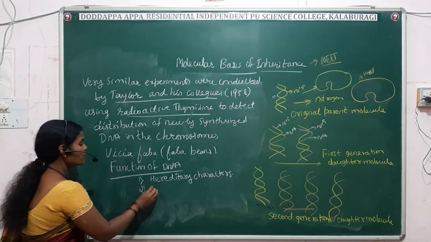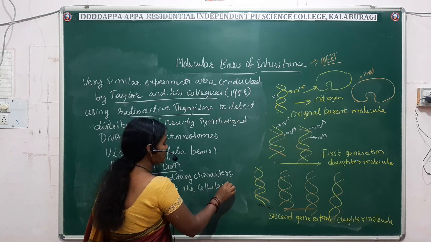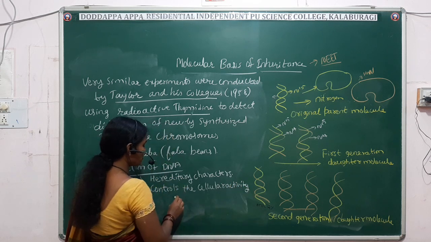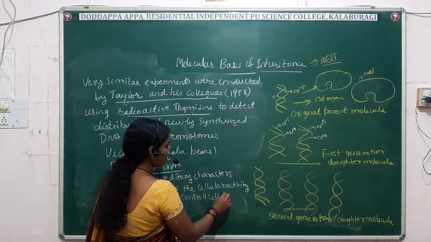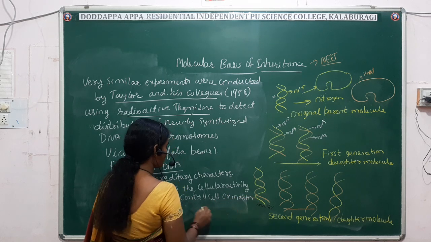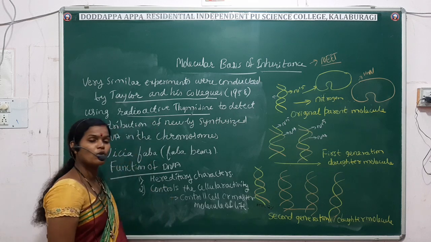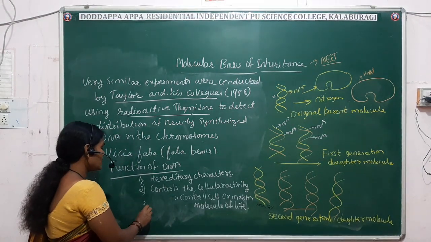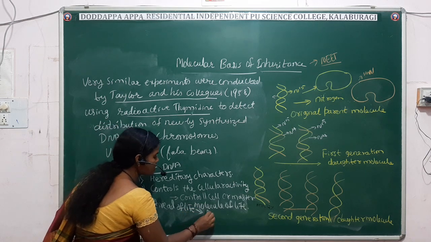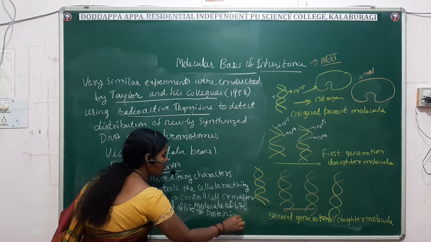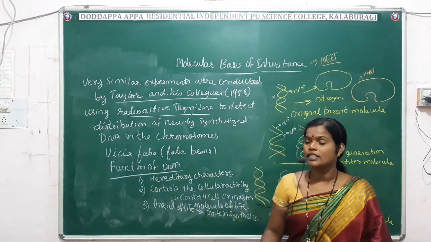Then second, it controls the whole cellular activity of the organism. That is why it is called the controlling cell, or master molecule of life. Then next, it is acting as a thread of life. Why is it a thread of life? Because it is helping in the synthesis of protein. The DNA is helping in protein synthesis, so it is called the thread of life.